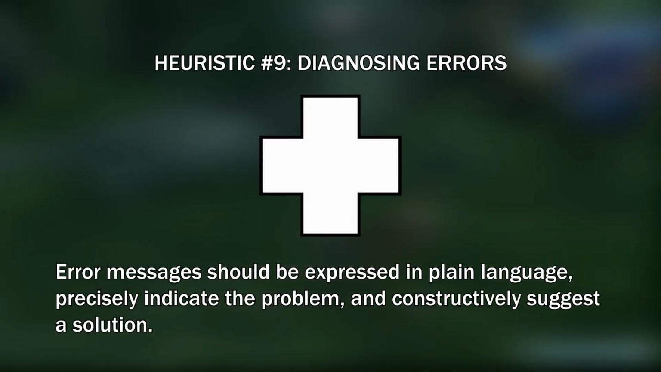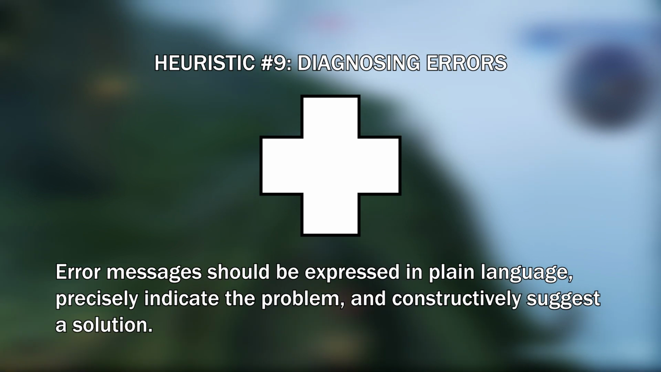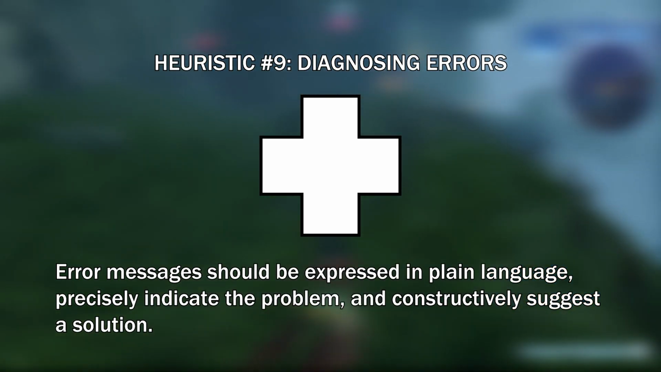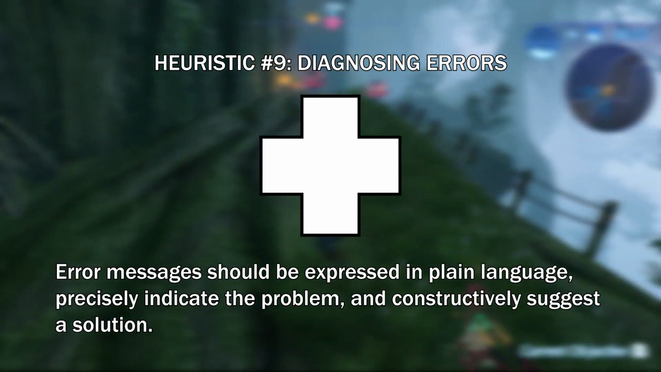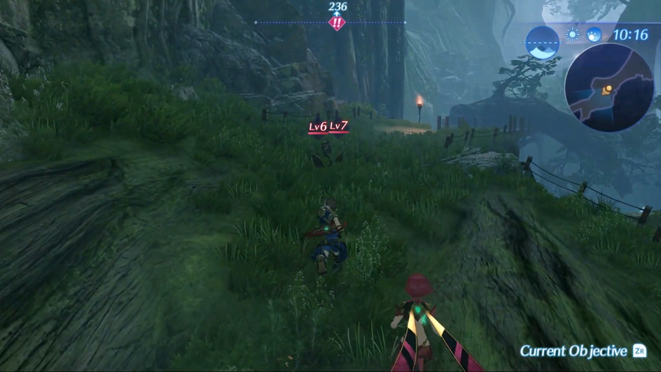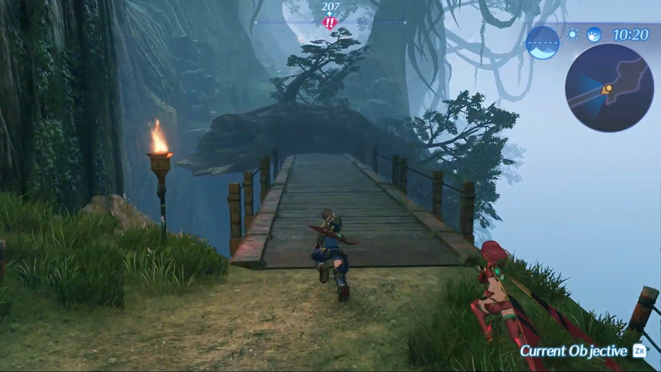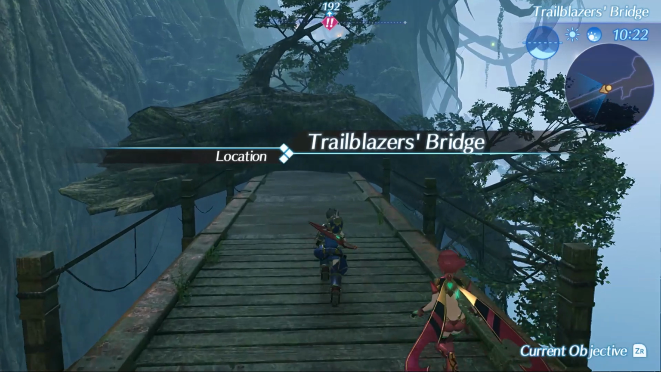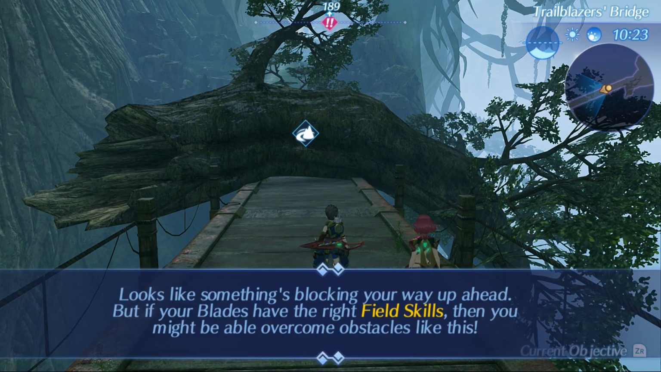Heuristic 9 is Diagnosing Errors. Error messages should be expressed in plain language, precisely indicate the problem, and constructively suggest a solution. So, let's talk about field skills again, but in a little more positive way this time. Here's how field skills can diagnose errors. So whenever you complete a field skill, this is how it looks.